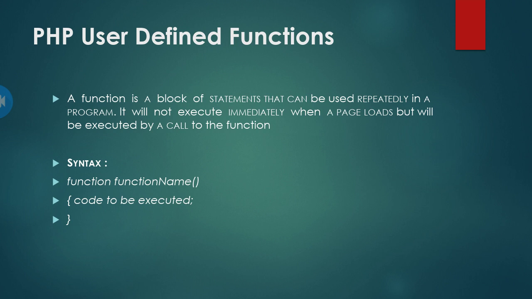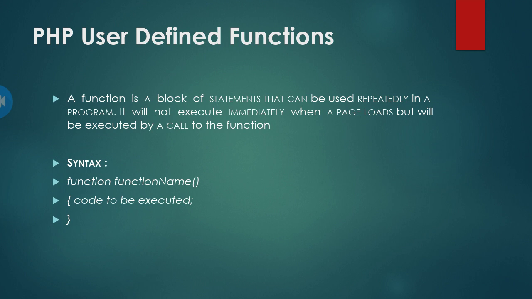So first of all, what is a function? A function is a block of statements. Why do we create a function? When we have to repeat the task or repeatedly execute the same thing, we can simply create a function of that thing and execute it again and again. So the main use of the function is reusability. A function is a block of statements that can be used repeatedly in a program. It will not execute immediately, and it will execute only when we call the function. So it will not execute immediately when a page loads, but will be executed by a call to the function.